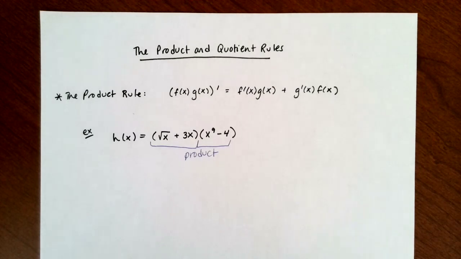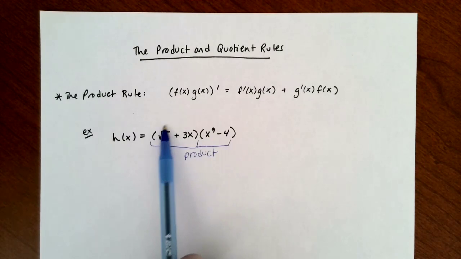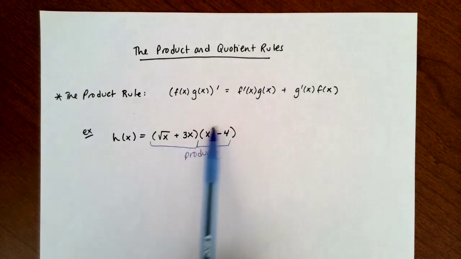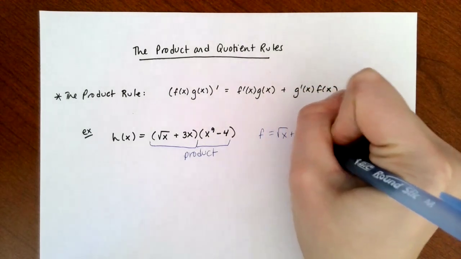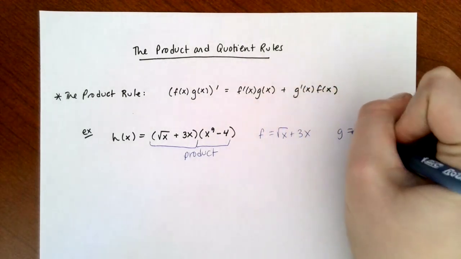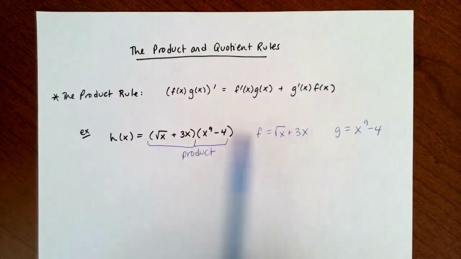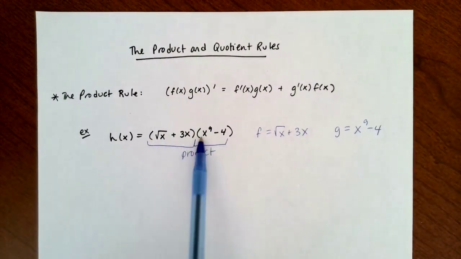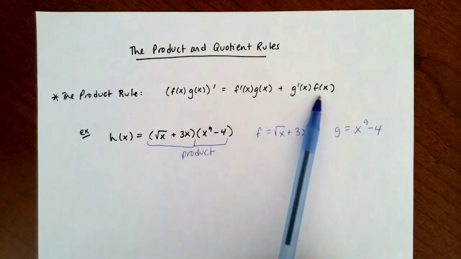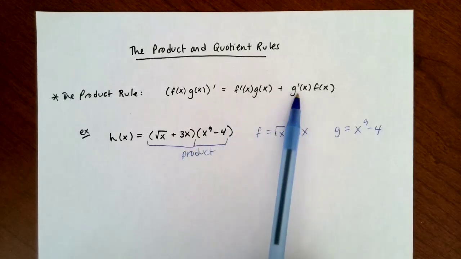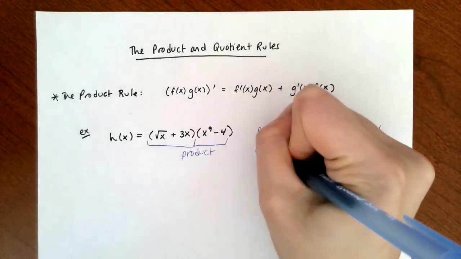All right, so I'm doing the product rule. So I want to see this as a function times a function. So this will be the f in the formula, and this will be the g. So the f is root x plus 3x, and the g is x to the 9 minus 4. So then f times g is this original function. All right, so for the formula that we're going to put together, I need f prime and g prime as well. So for each of these, I'll do a smaller derivative problem.